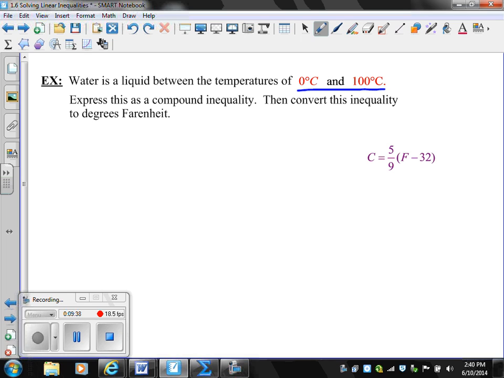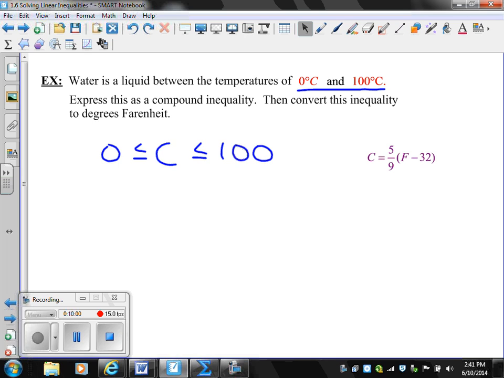C is going to be greater than or equal to 0, and at the same time, less than or equal to 100. And I'm done with that first part. I've expressed this as a compound inequality. And again, this is an and situation, right? It's got to be greater than 0 and less than 100 degrees at the same time.